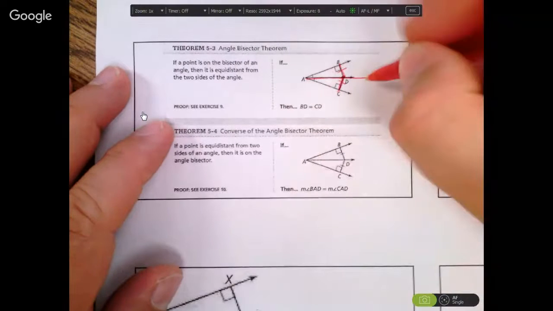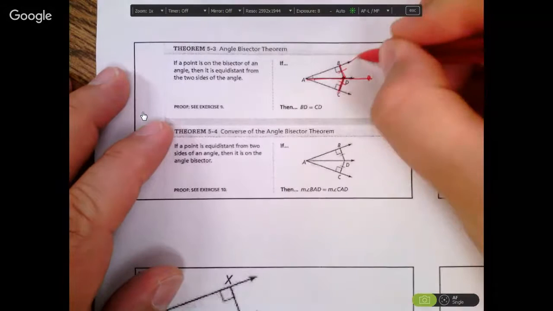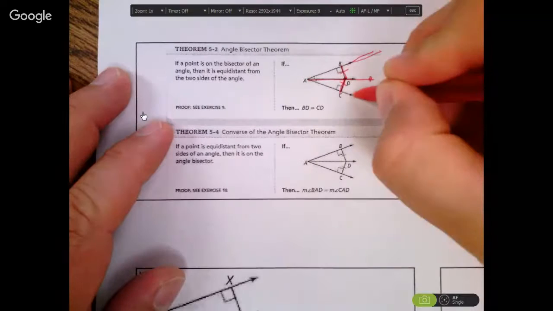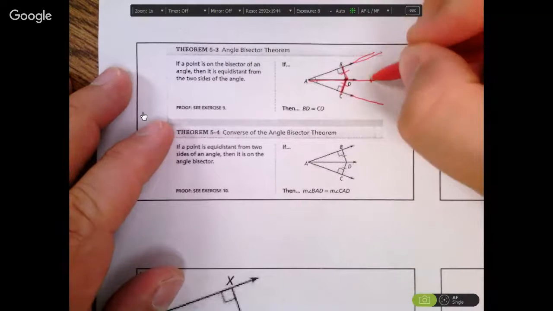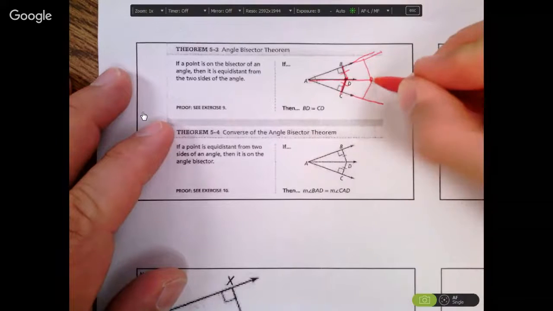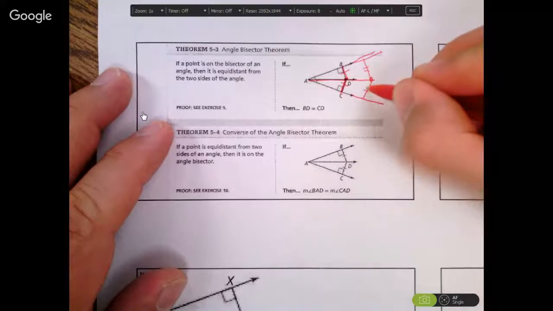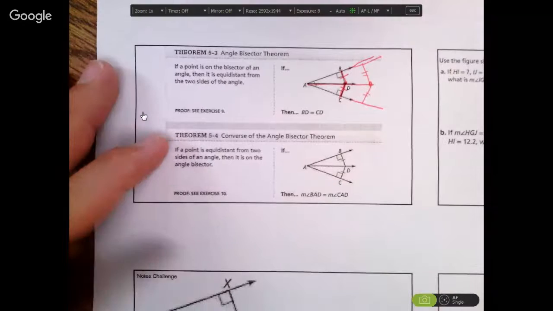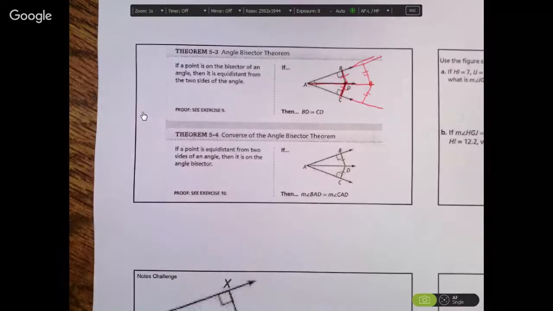So if I picked another dot here, and if I extended this out, and I went like that, and I went like that, then those lengths would be the same. So I could keep doing this and pick any dots I wanted. Why would this be useful in construction?